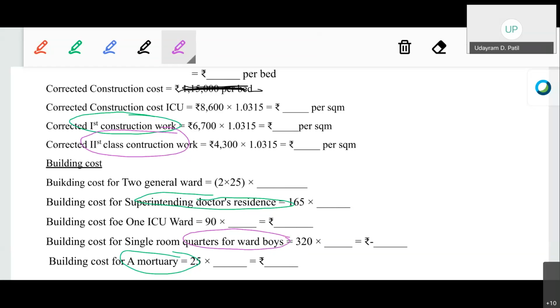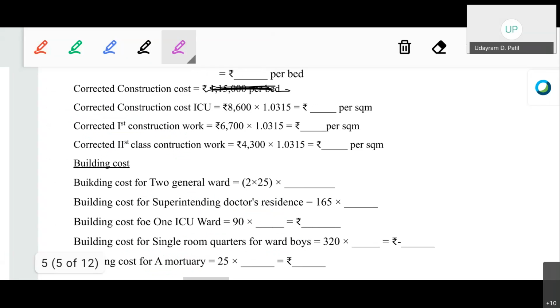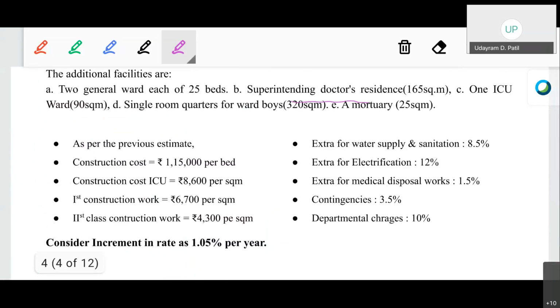The building cost for the two general wards will be 2 multiplied by 25 multiplied by 1,18,622.5. The building cost for the superintending doctor's residence: the area for each was given. Superintending residence was 165 square meter, for ICU it was 90 square meter, for the general wards it was 320 square meter, and for the mortuary it was 25 square meter.